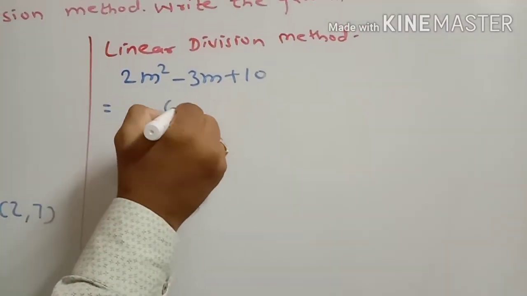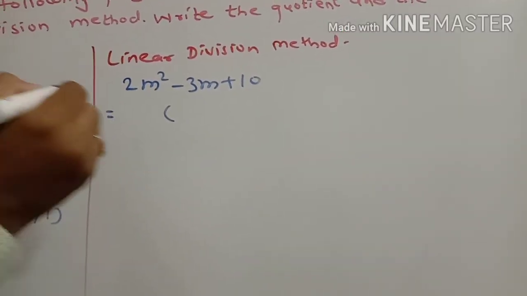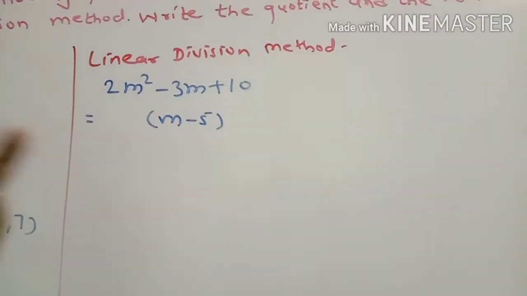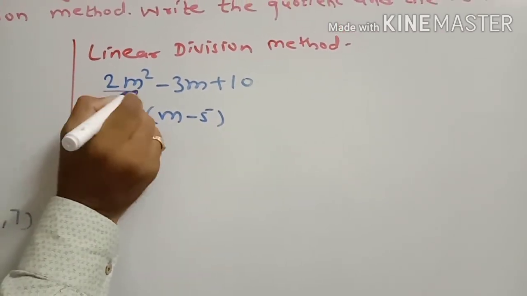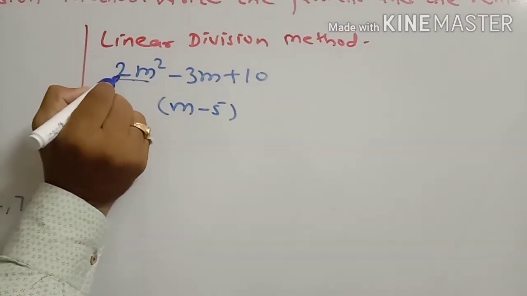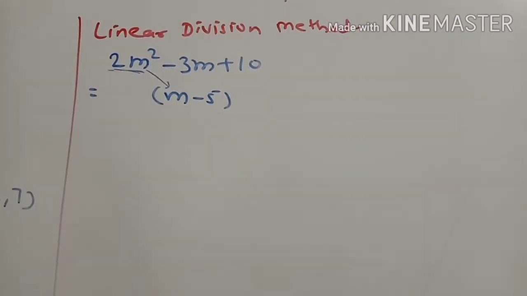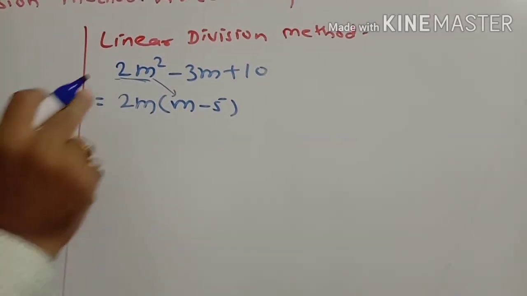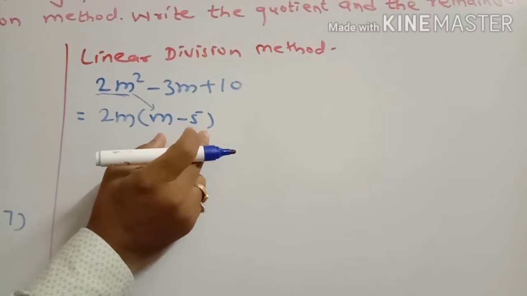Then firstly write the divisor. The divisor is given as m minus 5. Therefore I write here m minus 5. Concentrate on this method. Firstly I write the divisor. Then I see the first term of the polynomial. Now the first term is 2m square. Now in the bracket, from this m square I write m. That means the remaining term is 2m. That means from 2m square, 2m gets common, and write m minus 5 as the divisor.